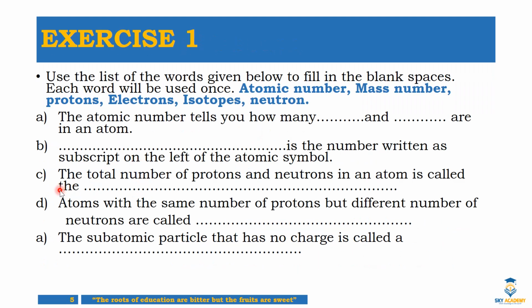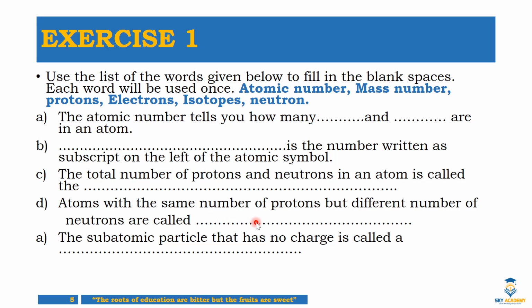So then another question: the total number of protons and neutrons in an atom is called the atomic mass or the mass number. Total number of protons and neutrons is called the mass number. Then the atoms with the same number of protons but different number of neutrons, yes, are called the isotopes.